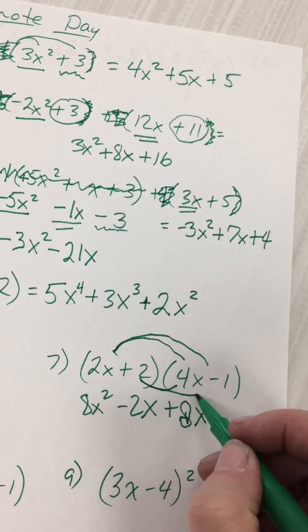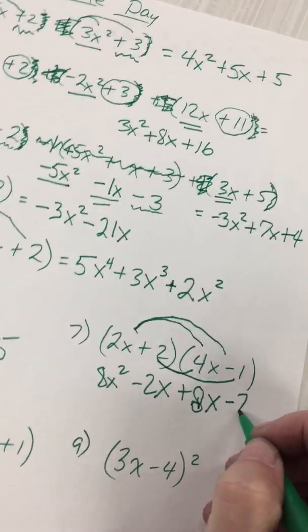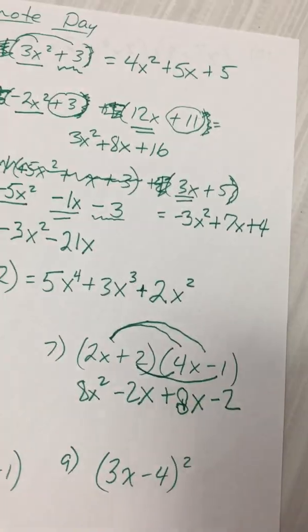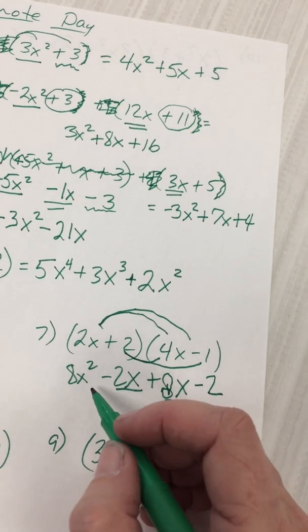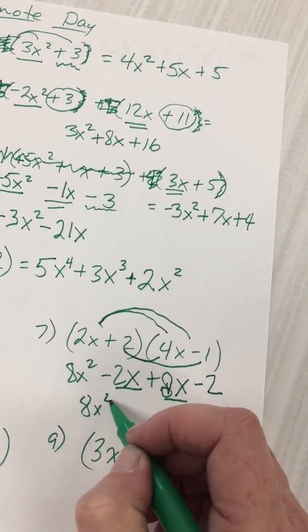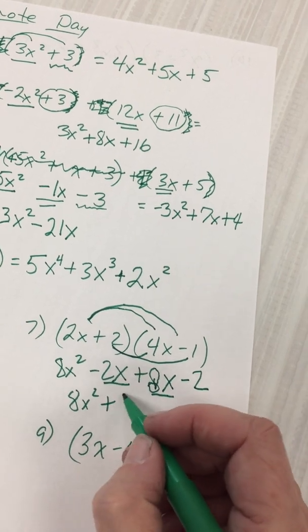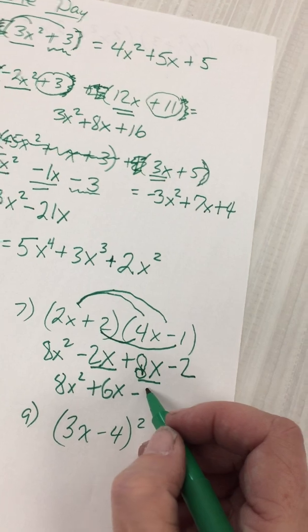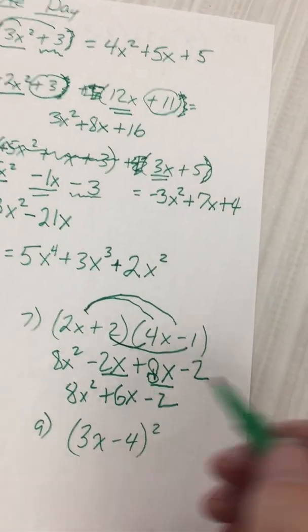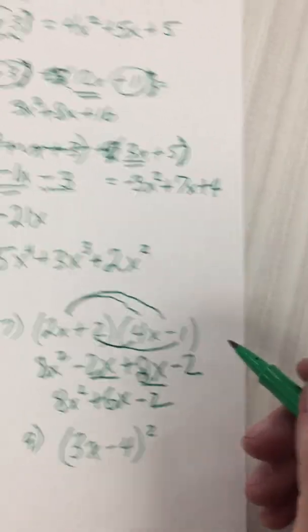And then I have 2 times a negative 1. Positive 2 times negative 1 is a negative 2. Come on, there we go. Hold that paper. Now, like terms, the two x's go together. So I still have 8x squared. Negative 2 plus 8. 2 of these are going to kill 2 of those, so I have a positive 6 x's. Don't change my x's. And then minus 2. And there's the answer to that. Those are not like terms, so there's your final answer. 8x squared plus 6x minus 2.